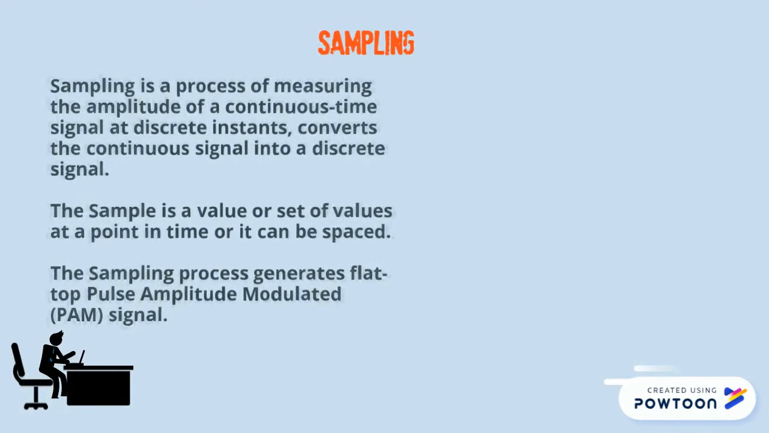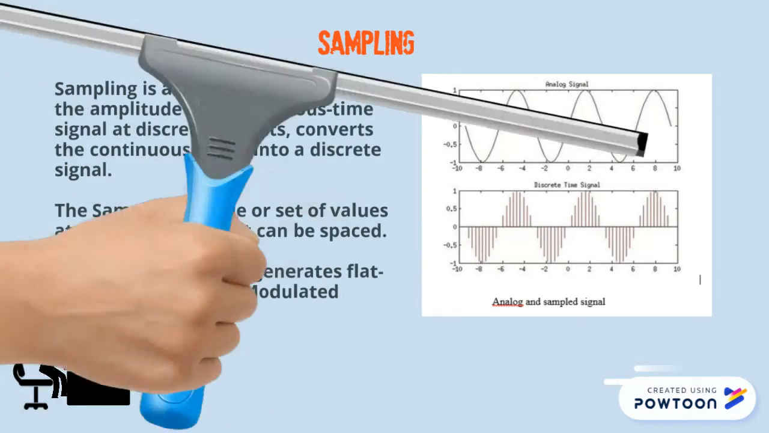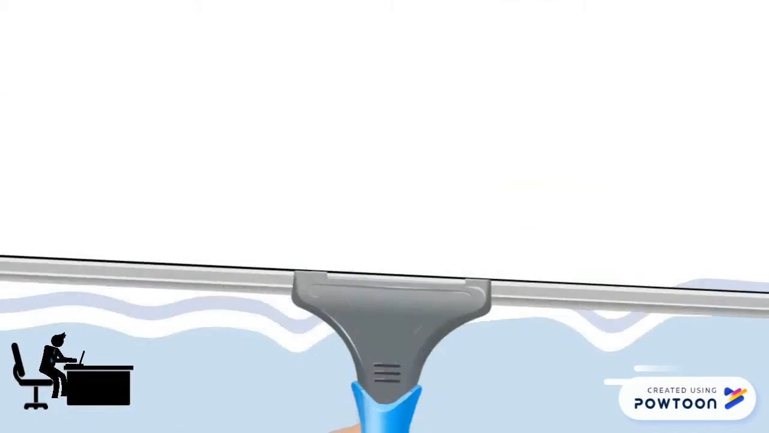Sampling. Sampling is a process of measuring the amplitude of a continuous time signal at discrete instances, which converts the continuous signal into a discrete signal. A sample is a value or set of values at a point in time, or it can be space. The sampling process generates a flat top pulse amplitude modulated PAM signal.